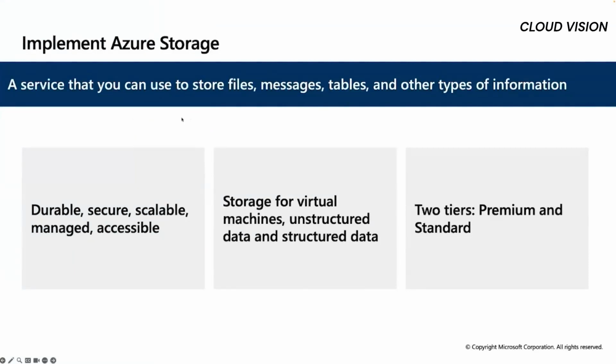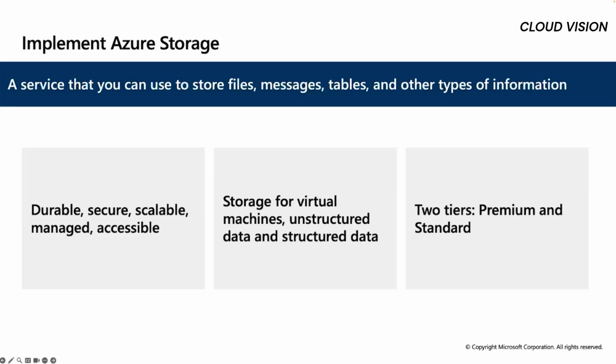This is the service that you can use to store files, messages, tables, and other types of unstructured storage. Structured and unstructured means a table is more like structured data, isn't it? And unstructured is random, where no pattern or structure is followed. So this is how storage needs to be accounted for different types of data.